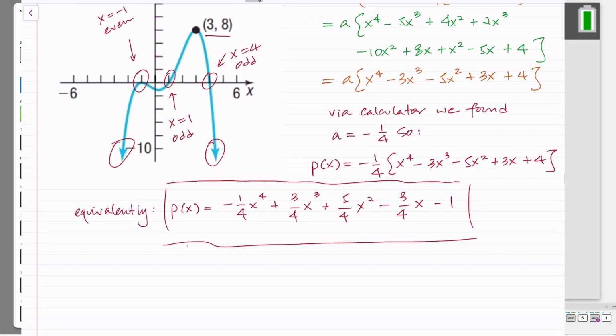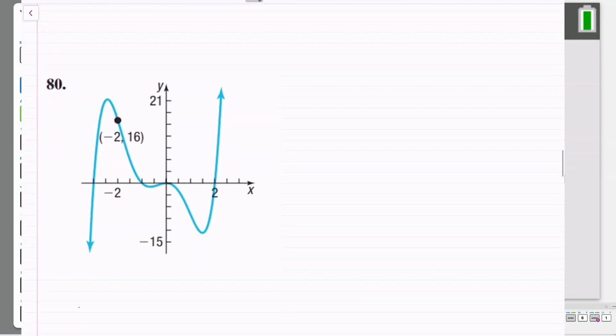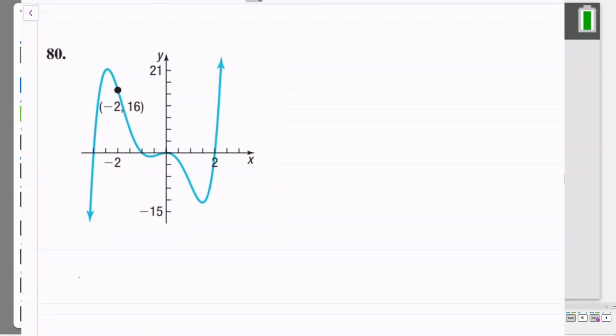Let's see what we have next. This one's a little bit more demanding for obvious reasons. So just eyeballing the graph, what's the scale that we have here? Well, it looks like on the y-axis, they're using a scale of 3 units per hash mark. On the x-axis, it looks like they're using a total of 2 units per hash mark. So you want to make sure you're reading those roots correctly.